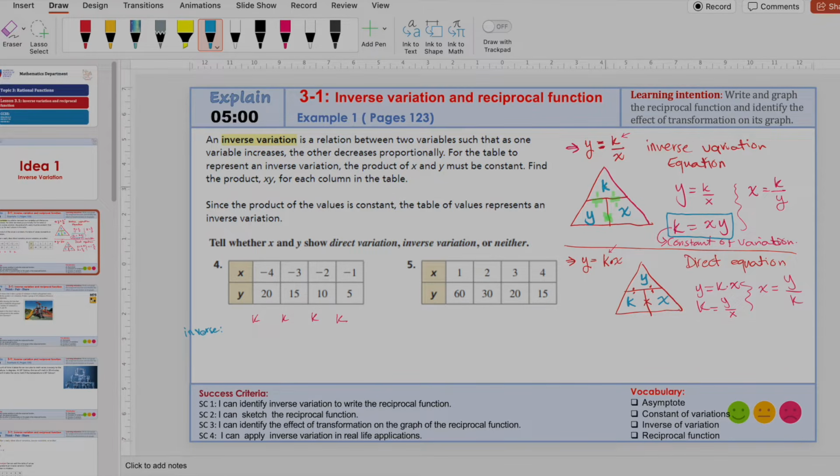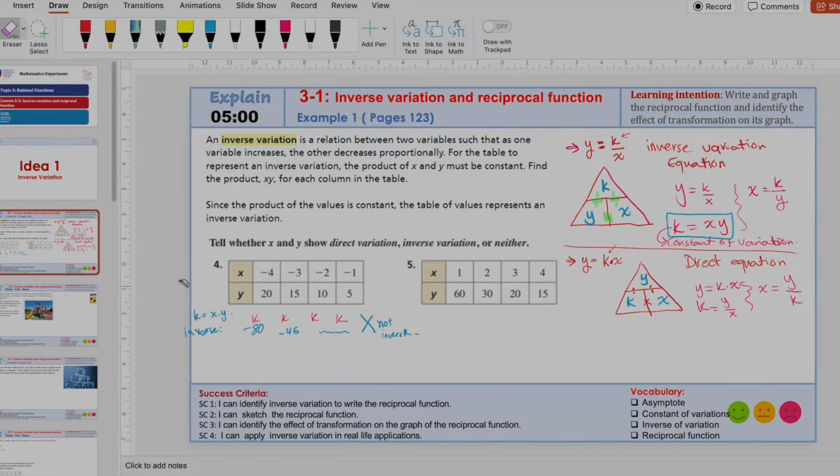To find the k for an inverse relationship, I just have to multiply x and y. So multiply negative 4 by 20, and it's going to be negative 80. Do the same every single time: multiply x by y to check if it's inverse or not. The same here, negative 3 by 15 is negative 45. They are different, so no need to check the rest. Since they are different, directly I'm going to say that they are not an inverse relationship whatsoever.